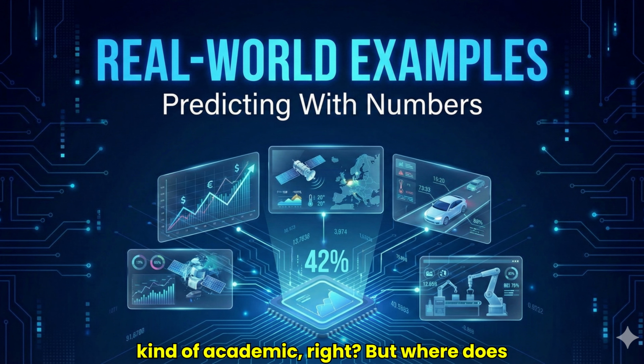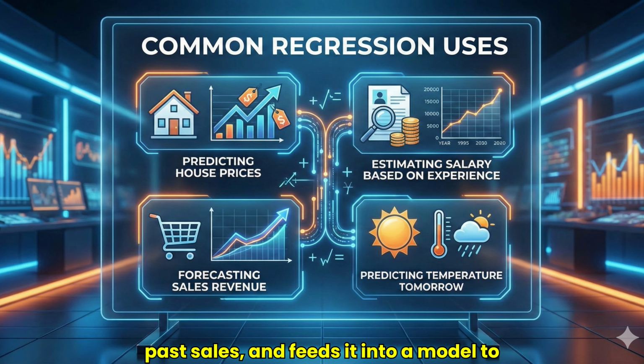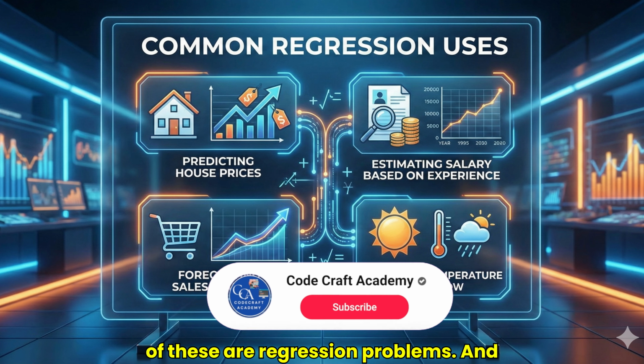So this all sounds kind of academic, right? But where does this actually show up in the real world? You'd be amazed. Regression is working behind the scenes pretty much all the time, influencing tons of decisions you see every day. For example, think about a real estate website trying to price a house. It takes all this data, square footage, number of bedrooms, location, past sales, and feeds it into a model to predict a really specific listing price. It's the exact same logic that businesses use to forecast their sales for the next quarter, or that meteorologists use to tell you tomorrow's high temperature. All of these are regression problems.